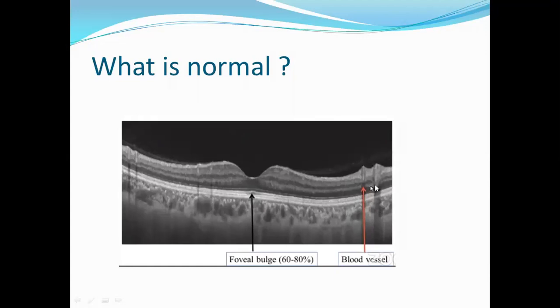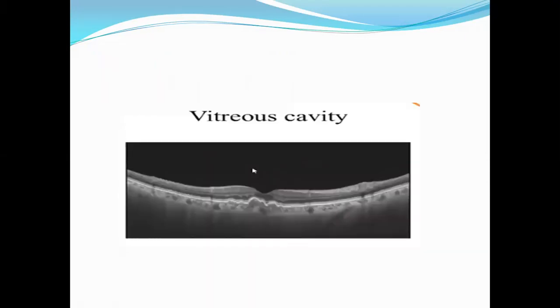And so this could act as a landmark, and you could always compare it with the fundus photo. तो आपको पता चल जाएगा कि ये blood vessel के through scan आ रहा है. Then we go to the vitreous cavity.